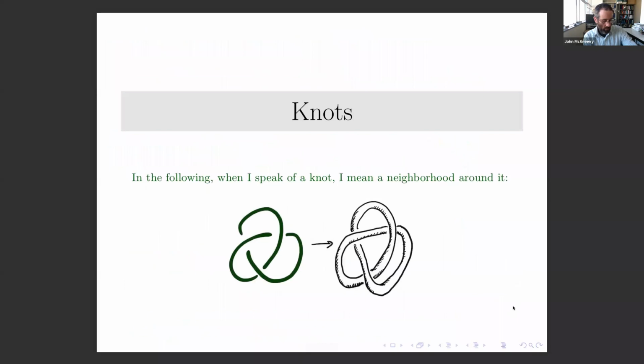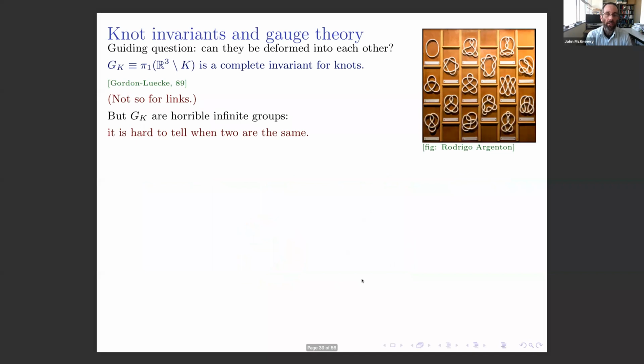Okay, so in the last minute or so, let me say a little bit about knots. When I talk about knots in the following, what I mean is a neighborhood of the knot, some tubular neighborhood, some region of 3-space. Humans have studied knots for more than a century. An important question is whether they can be transformed into each other without crossing.